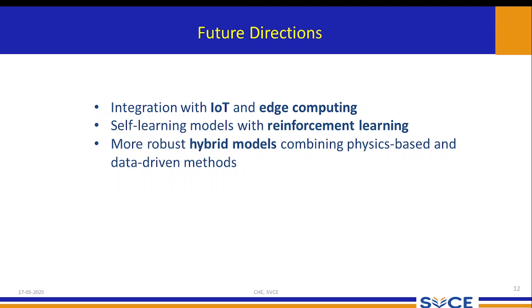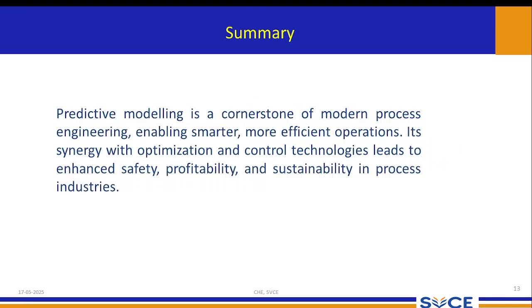Internet of Things, and self-learning models with reinforcement learning. I already told you about reinforcement learning elaborately in the last class, so I don't want to touch upon it right now. So the self-learning models with reinforcement learning are future directions, along with more robust hybrid models combining physics-based and data-driven methods. So the summary goes like this.